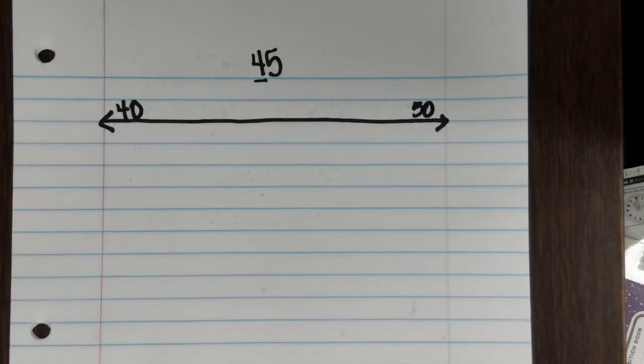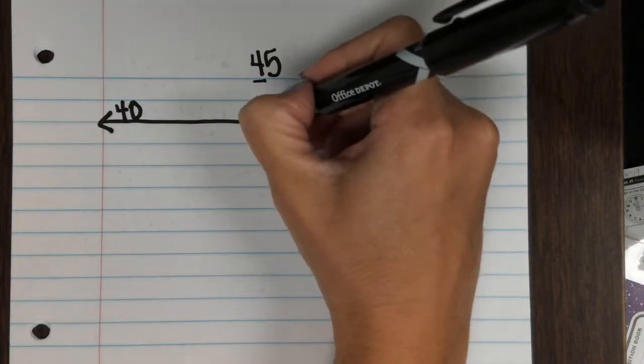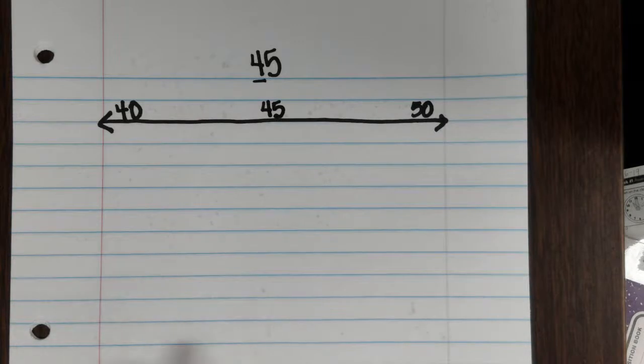Very good. Step 2, real big motions with me. Find the midpoint. Okay, so the midpoint, that is the middle. What is our midpoint going to be for this one? 45. Very good. Are you starting to see a pattern? Yes. Good. All right, real big. Do the motions with me. Step 3. Find your number.